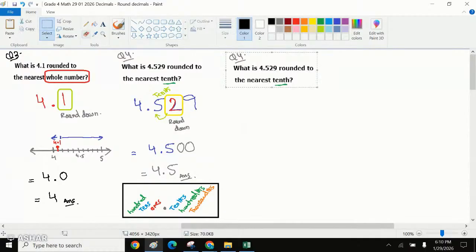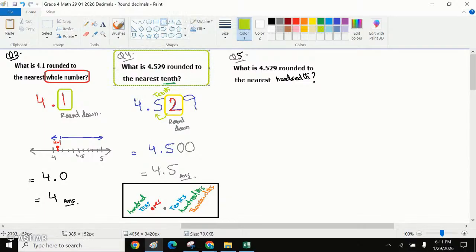If I say this would be my question number 5, and if I say nearest hundredth, let's look at the questions, right? Because in question number 4 there was tenths, and in question number 5 I did it to the hundredth position. Let's look at the difference between these two questions.